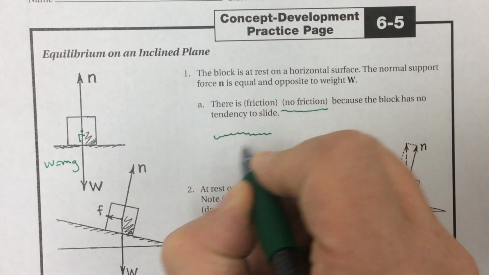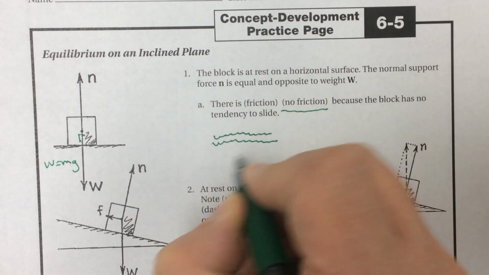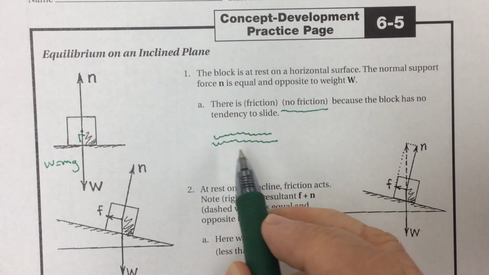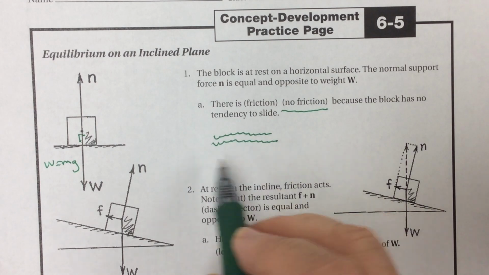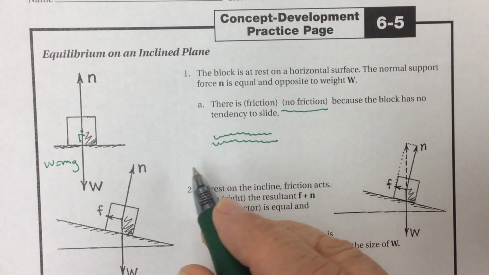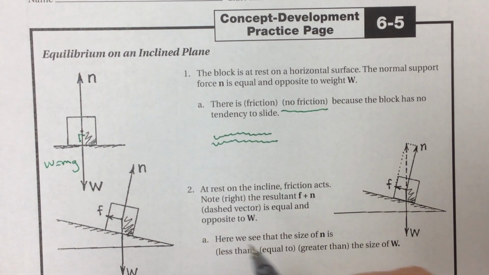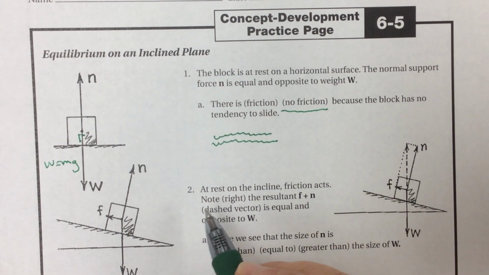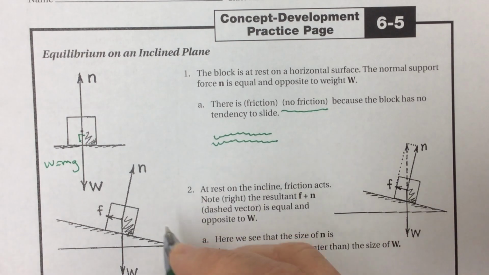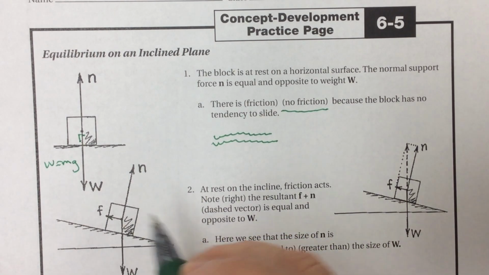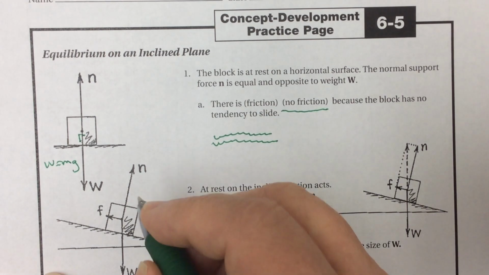Let's say that's the bottom of the box, and this is the top of the table. Even though it looks perfectly smooth, you're going to have some bumps and dips that work just like Velcro that wants to hold it together. And it takes a big force to actually yank that apart. So continuing with 2, at rest on the incline, friction acts. Once you're on an incline where there is a possibility of moving forward, now you're going to have a friction force. Now let's see why.